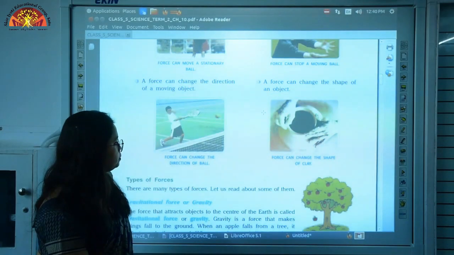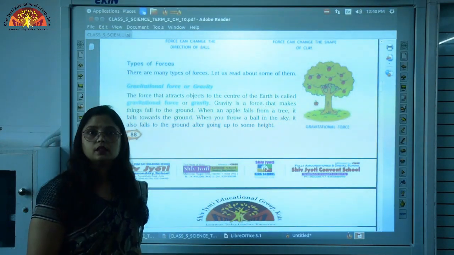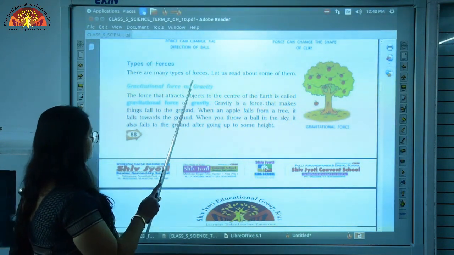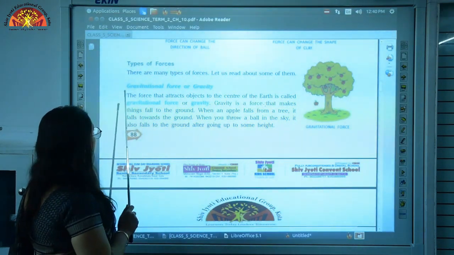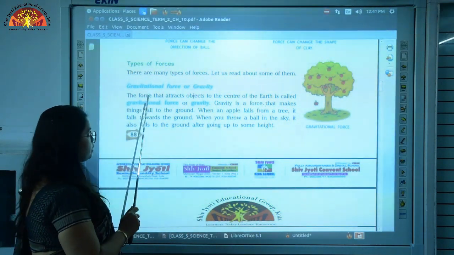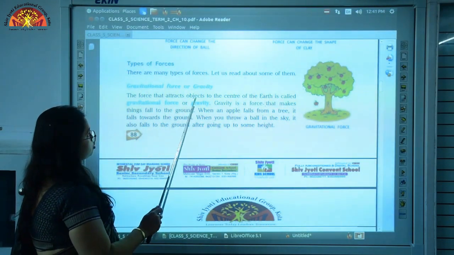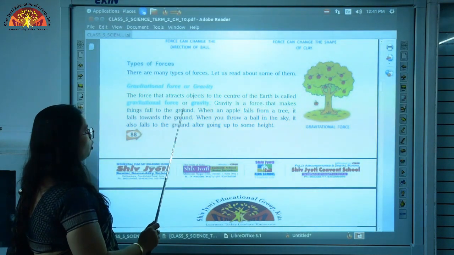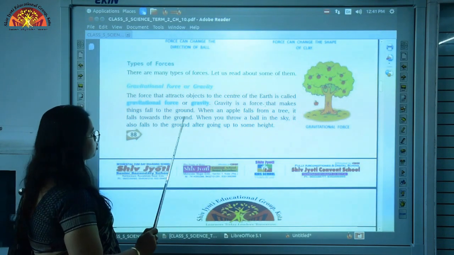It is the types of forces. So, children, there are many types of forces. Now, let us read about some of them. So, the first type of force is gravitational force or gravity. The force that attracts objects to the center of the earth is called gravitational force or gravity. Gravity is a force that makes things fall to the ground.